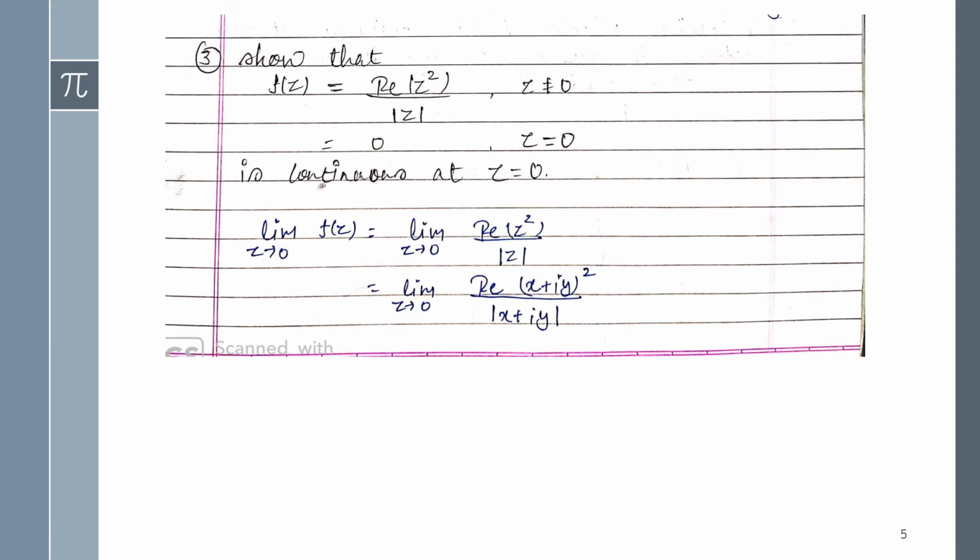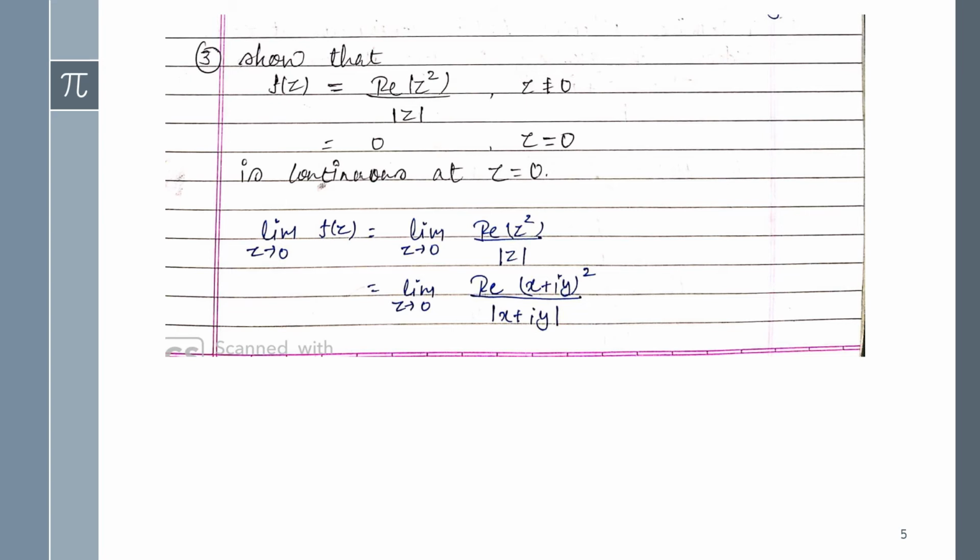and the question is given: show that f of z equals real part of z square upon mod z, where z does not equal 0, and 0 for z equals 0, is continuous at z equals 0. So here it's already given that you have to show the given function is continuous. So maybe in the end the answer will become 0, and only then it will be continuous. Whatever it becomes, we are just going through our method.